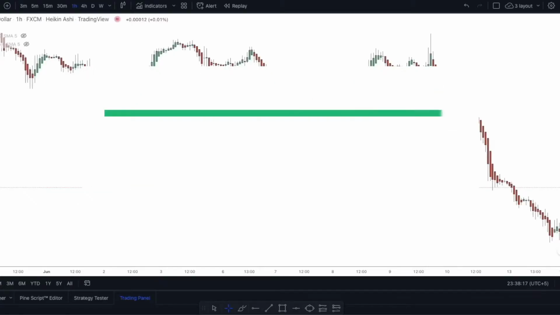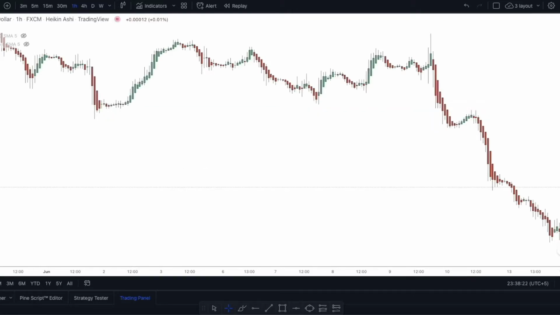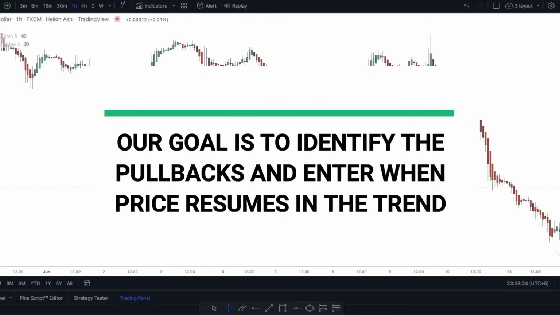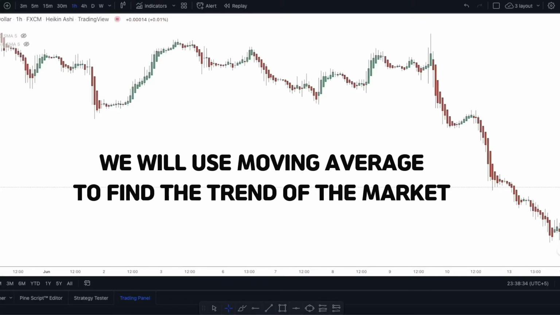This strategy focuses on capturing the impulsive moves in the direction of the trend. Our goal is to identify the pullbacks and enter when price resumes in the trend. To trade this strategy, we first need to identify the trend of the market. For that purpose, we are going to use exponential moving average.